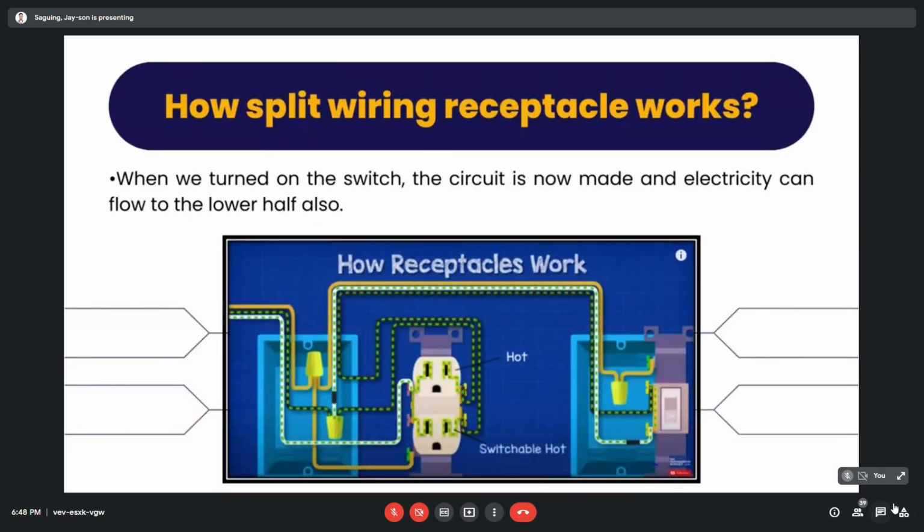But when we turned on the switch, the circuit is now made and electricity can flow to the lower half also. So diri, pag naka-on ang ato ang switch, maka-produce a closed circuit. So diri, the current will now flow from the hot terminal sa switch to the lower terminal sa receptacle. So in this way, ang duha na nato ka terminal will function, and kung asa pwede na maka-plug in bisag asa ani nila to power our appliances. So take note na ang kaning lower terminal is still switchable, so is controlled by the switch.